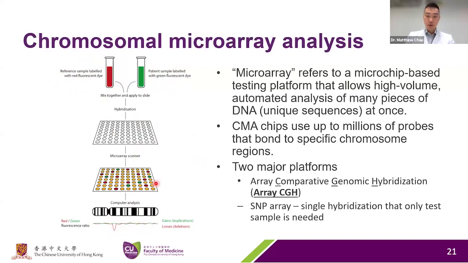So there are two major platforms, one being the array comparative genomic hybridization, which uses the comparing aspect, which is to mix a normal control sample with the patient sample. And the other platform is a SNP array. The SNP array typically will not require you to mix reference sample with it. You can just hybridize your patient's DNA onto the SNP array, and that would be able to tell you gains or losses already.